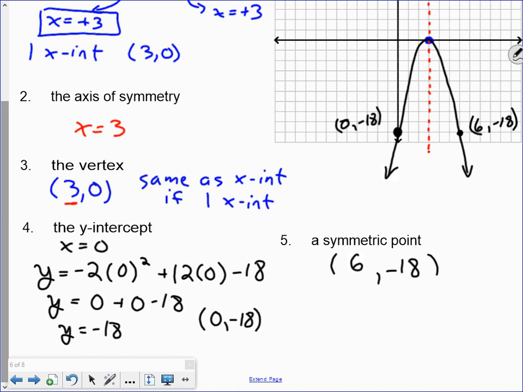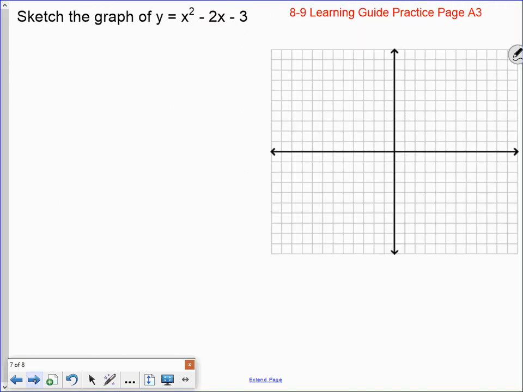Okay, so here is one for you guys to try. You might want to pause the video, sketch the graph of this parabola here, then start the video again just to check and see how you did here. We're going to follow the exact same steps that we did for the previous one. So we'll start by doing our x-intercepts. We are going to set y equal to 0. So 0 is going to be equal to x squared minus 2x minus 3.